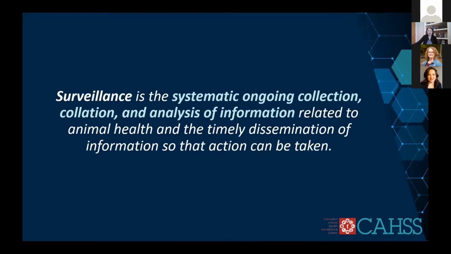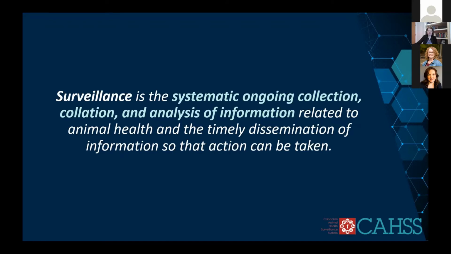So to start with, what is animal health surveillance? On the slide, we have a classic definition of animal health surveillance. An even more simple definition is paying attention to what is going on, thinking about it, and figuring out if you need to do anything. And if you do need to do anything, what should you do?